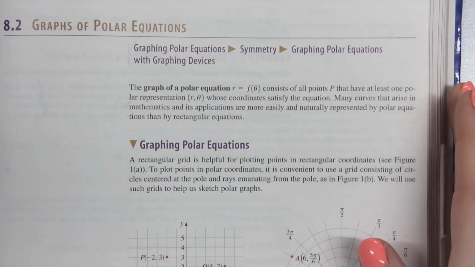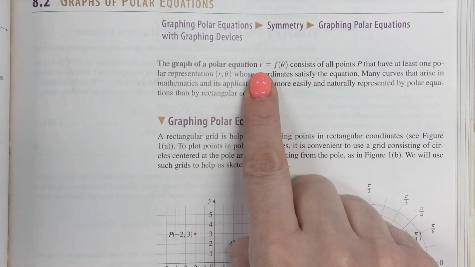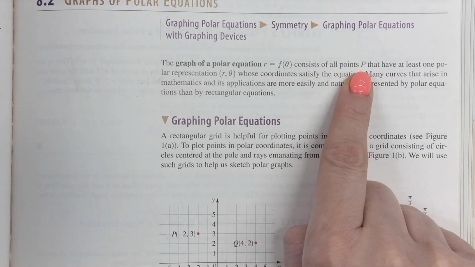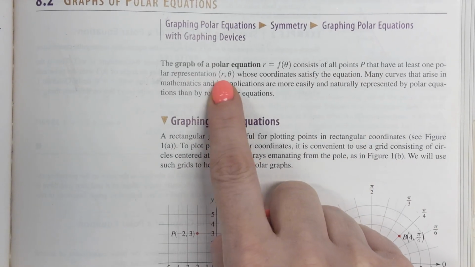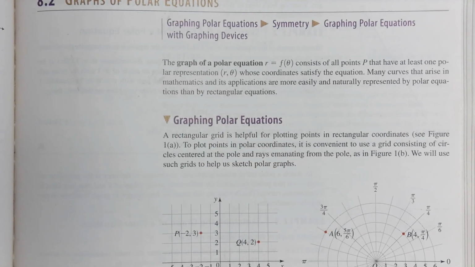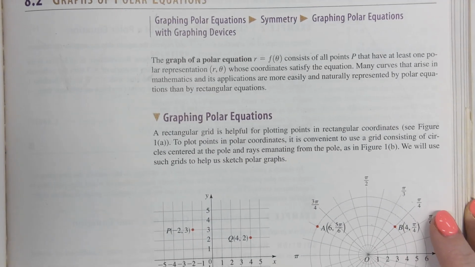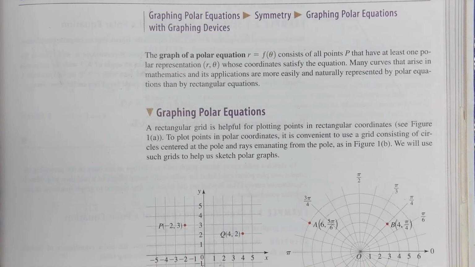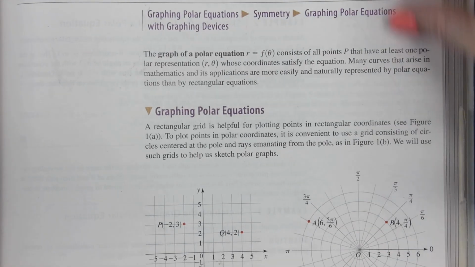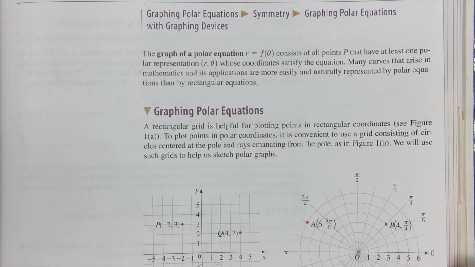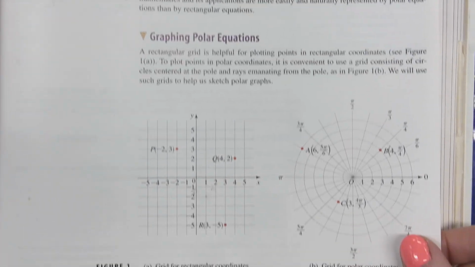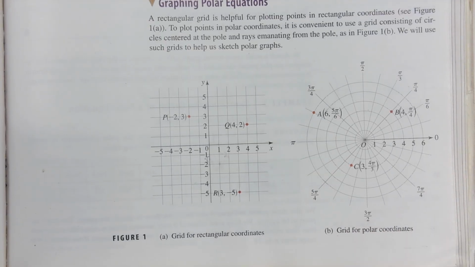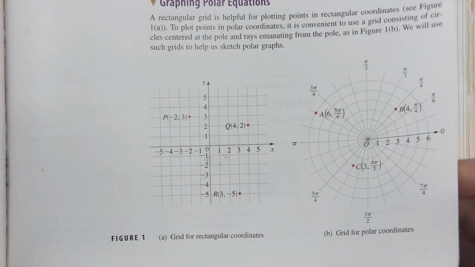Okay, so your intro to polar equations just tells you that to find the R value, you're plugging in theta, and that consists of all the points that have at least one polar representation of this point (R, theta), and those coordinates are going to satisfy the equation. Okay, and we've been graphing on the rectangular coordinate system, but we can more naturally graph things on the polar coordinate system, especially when you have different curves. So we're going to look at that on the second page. They just show you some examples of different points on your polar grid versus your points on your rectangular grid.